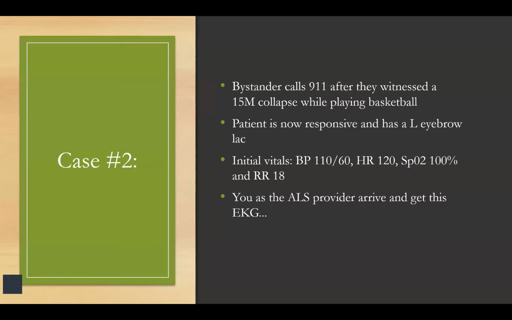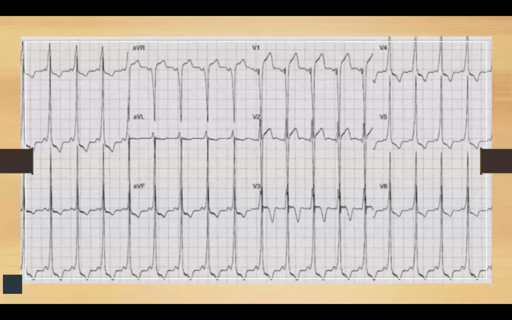Bystander calls 911 after they witnessed a 15-year-old collapse while playing basketball. He's now responsive, has an eyebrow laceration. Those are his vital signs. You are the ALS provider. You appropriately decide to get a 12-lead EKG despite his tender young age because it's part of the workup for syncope. And you have this.